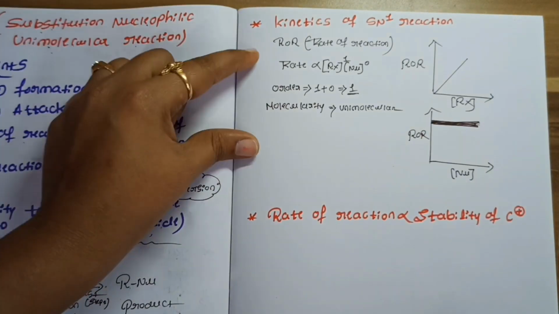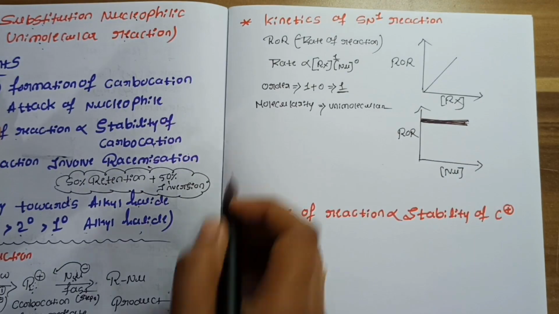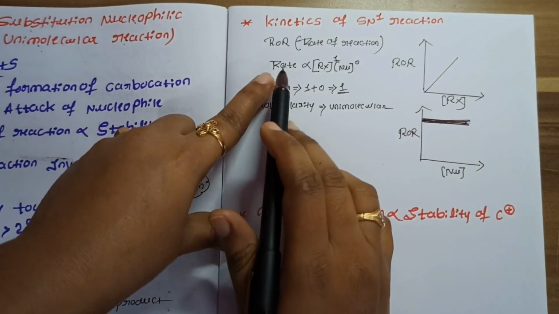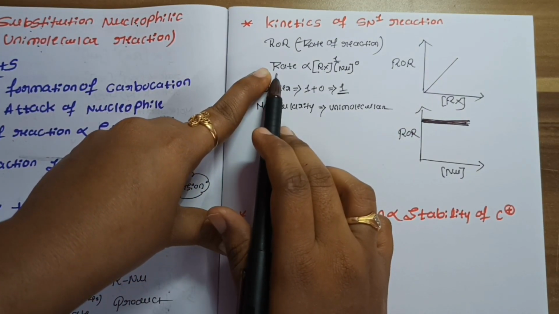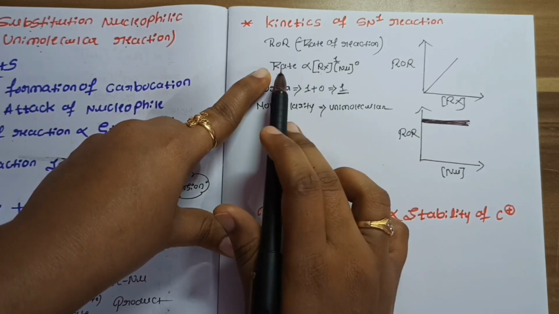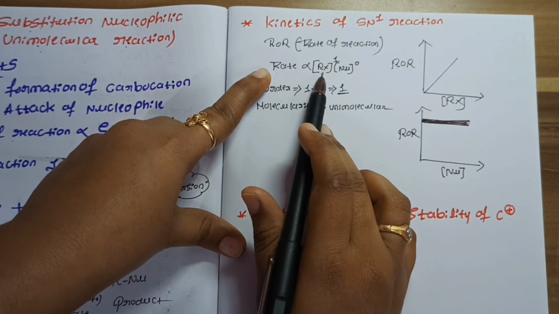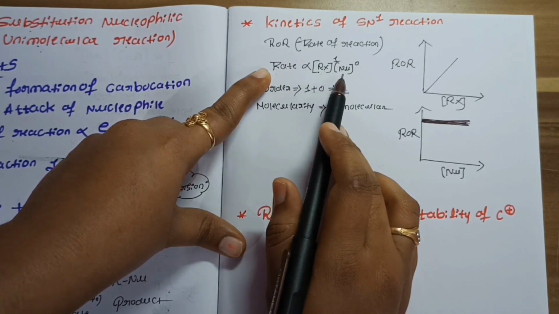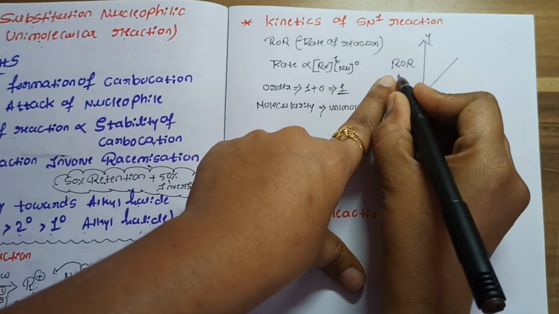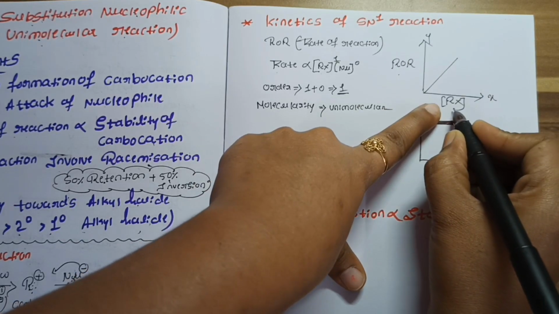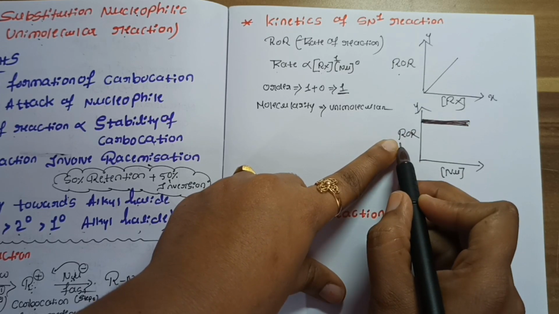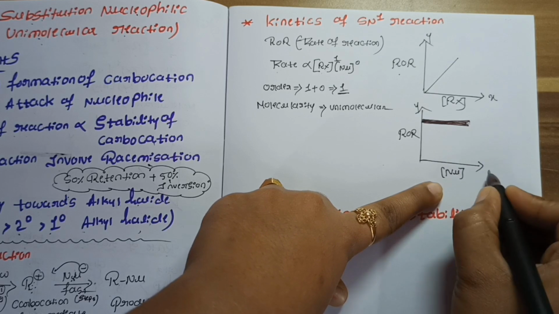Next, a very important thing is the graph in this SN1 reaction. This concept is also very important. Now we know that the rate of reaction depends upon the concentration of alkyl halide. It does not depend upon the concentration of nucleophile. So here I have taken on the y-axis rate of reaction, and on the x-axis alkyl halide. In the second graph I have taken on the y-axis rate of reaction, and on the x-axis nucleophile.